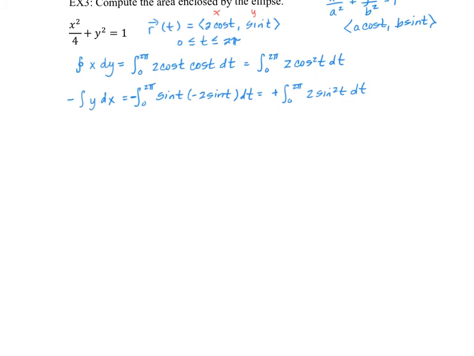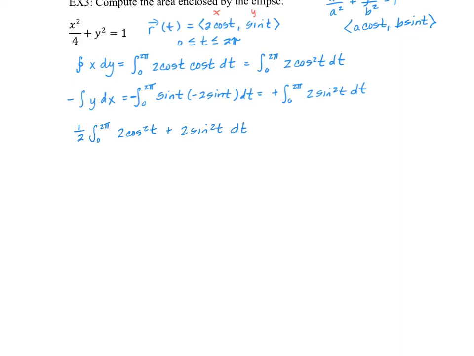Why don't I use the third one? So that's 1/2. I'm going from 0 to 2 pi. It's going to be 2 cosine squared t plus 2 sine squared t, right? I'm just adding those together, dt.